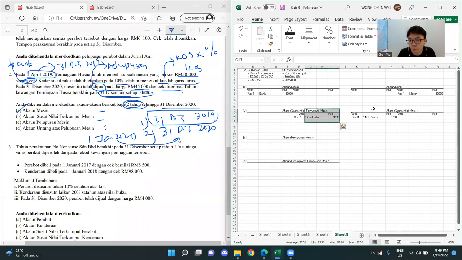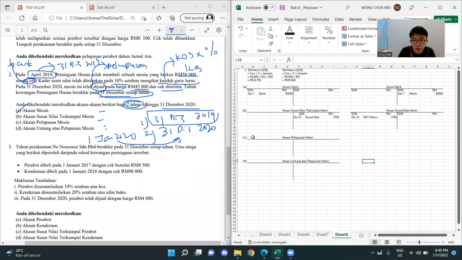So one credit, one must be debit. One debit, this must be credit. You see? So this is how you record for SNT, always on the credit side. Okay, so that's it for 2019. All right, then we can do two.